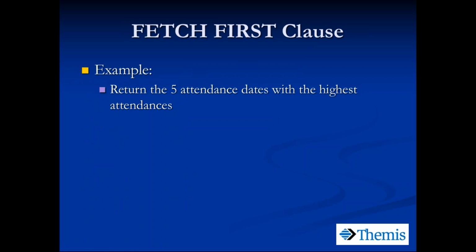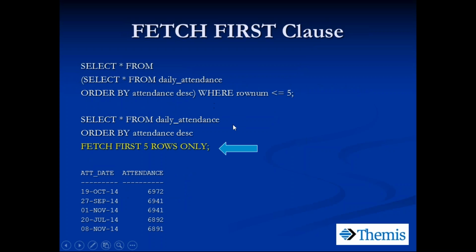All right, so here's the problem first. We want to return the 5 attendance dates with the highest attendances. Keep that in mind. That's what we're trying to accomplish here. If we look up here at the top, this is one way we may have done it in the past. In the first example, select star from, and then in our from clause, we have a subquery where we're doing an order by attendance in descending order, where the rownum is less than or equal to 5. That's the way we may have done it in 11g or earlier.